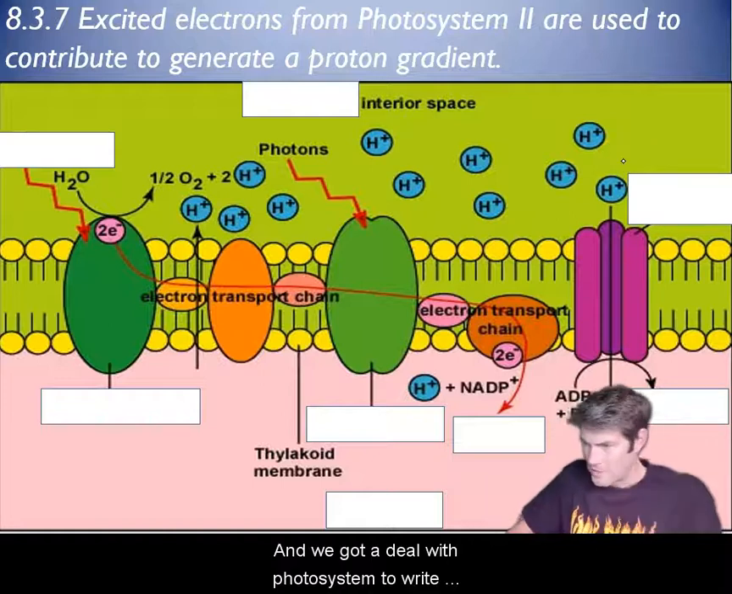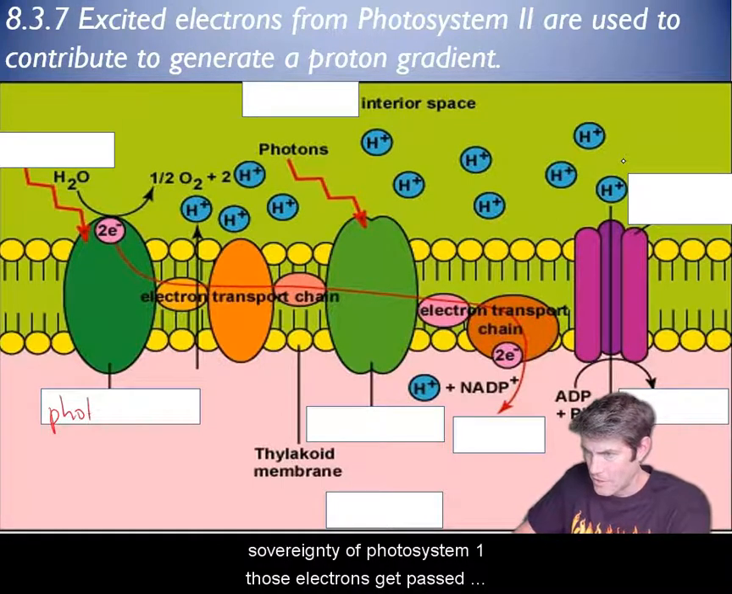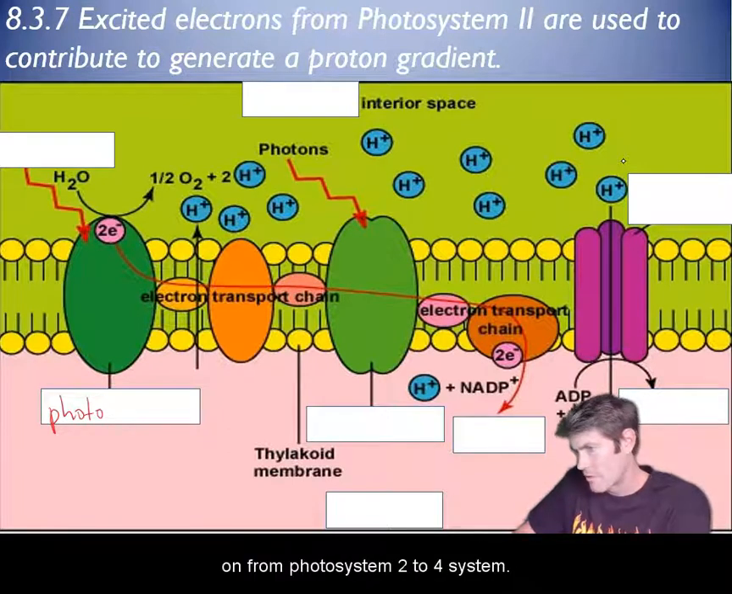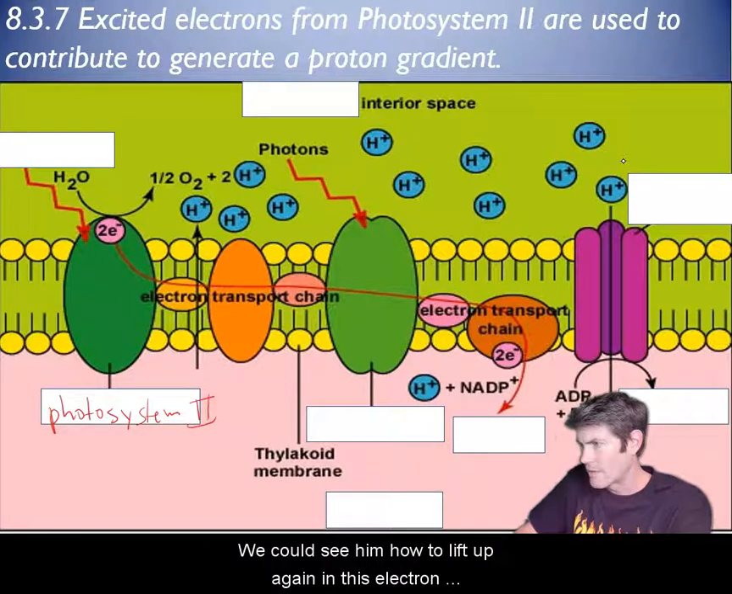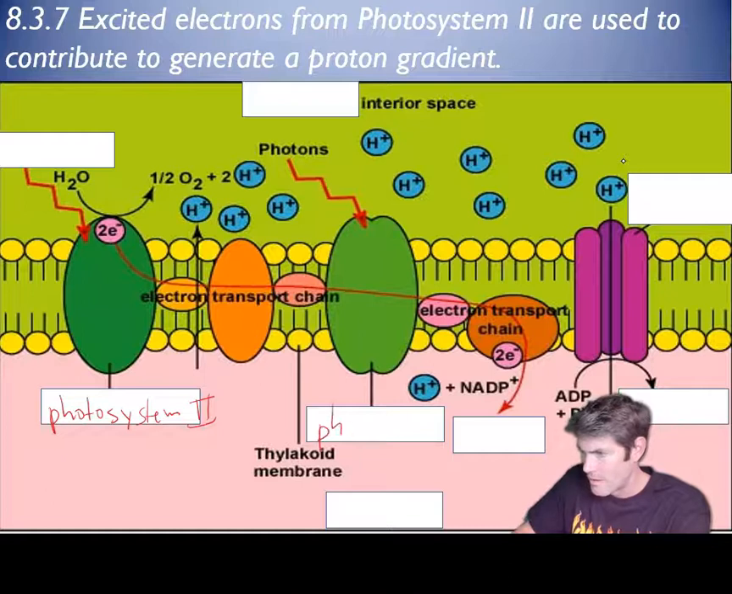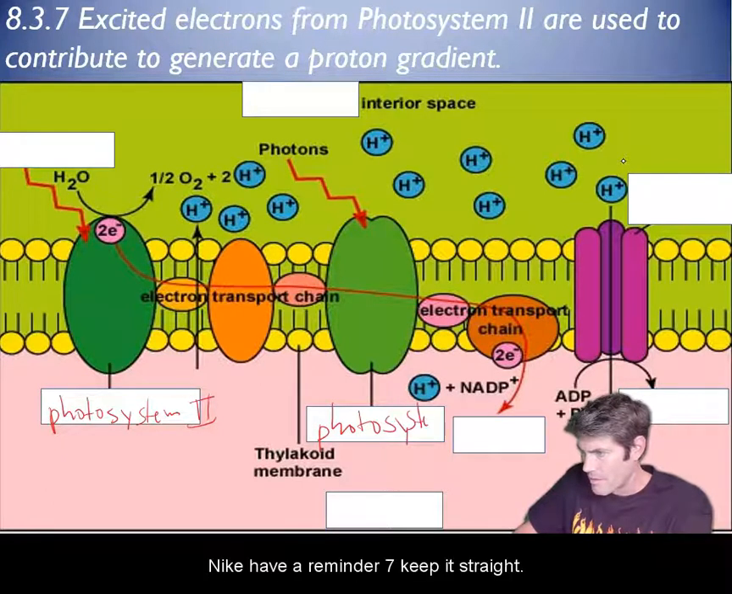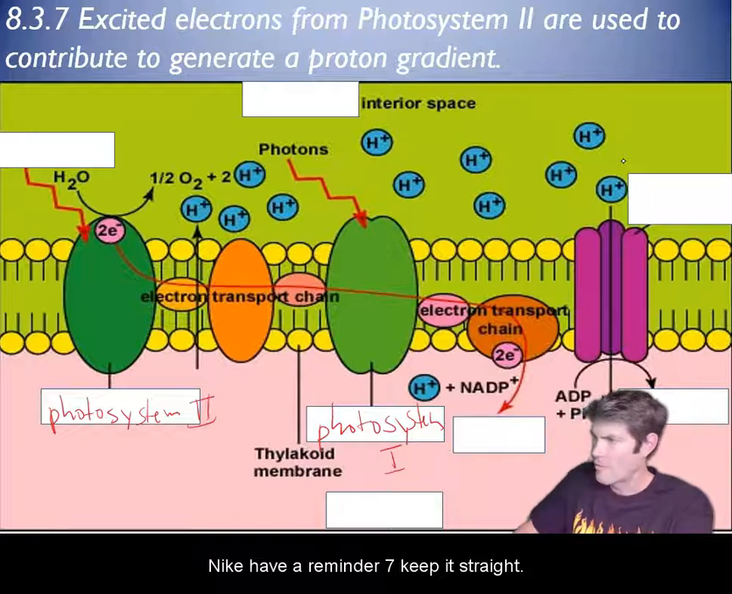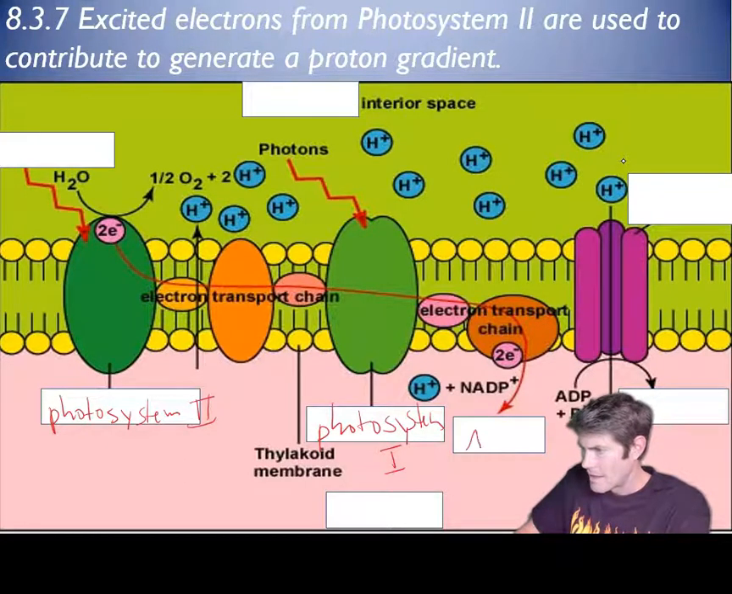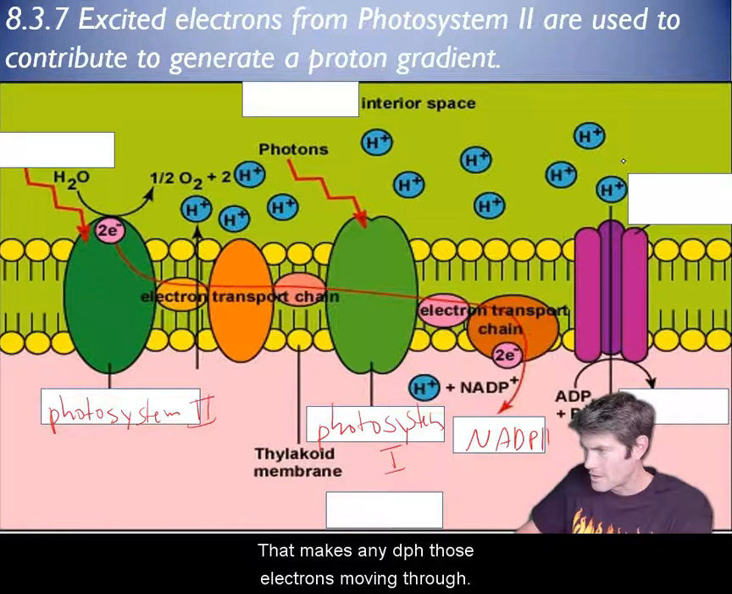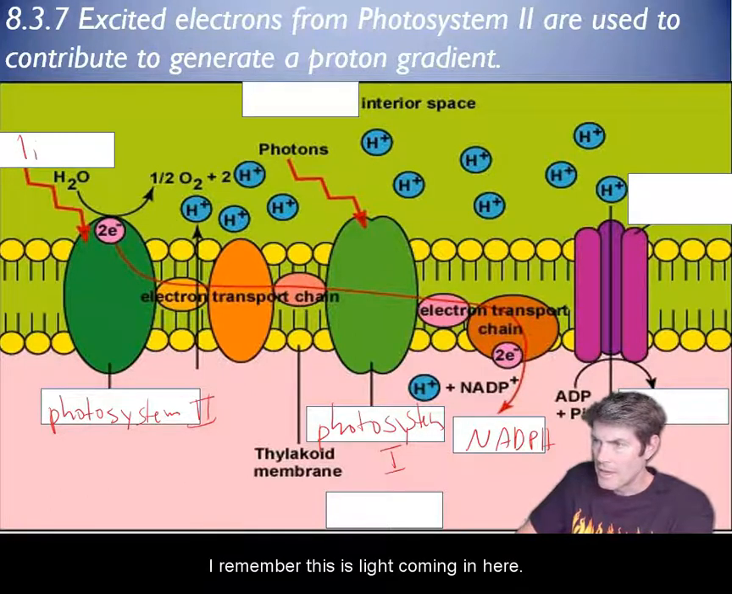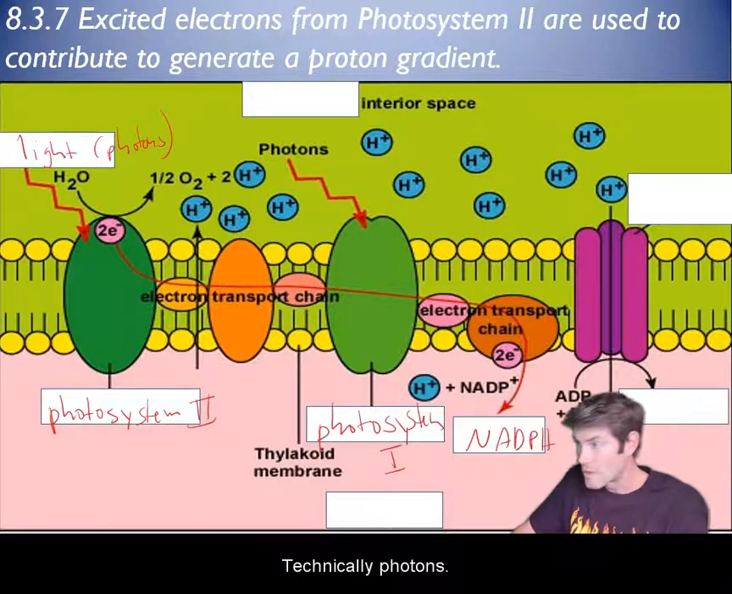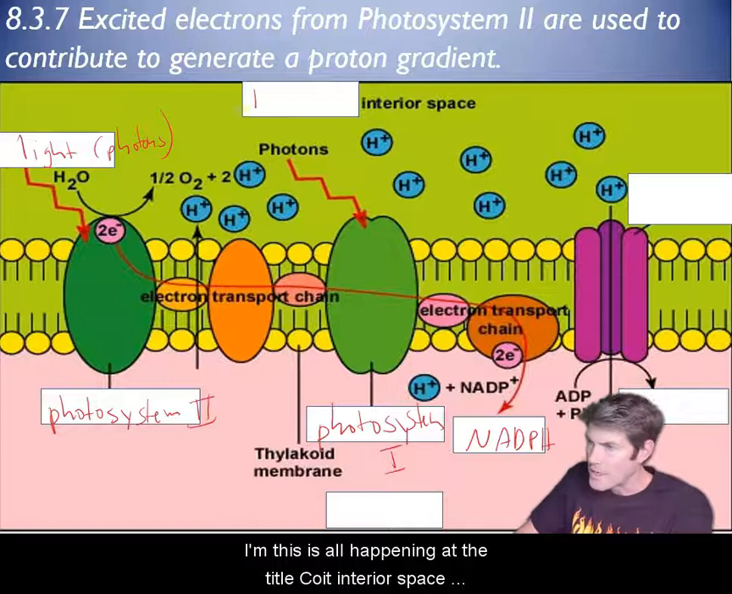And we got to deal with photosystem 2, right? So remember, you have photosystem 1. Those electrons get passed on from photosystem 2 to photosystem 1, where they get re-energized. You can see them lift up again into this electron transport chain. I keep reminding myself to keep this straight. Remember, that makes the NADPH, those electrons moving through. Remember, this is light coming in here, technically photons. This is all happening in the thylakoid interior space here.